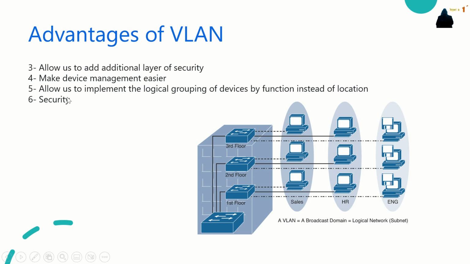And it also allows us to implement the logical grouping of devices by function instead of location. VLANs allow us to group the users by their function instead of their geographic locations. Switches maintain the integrity of your VLANs. Users will see only what they are supposed to see regardless of their physical locations.